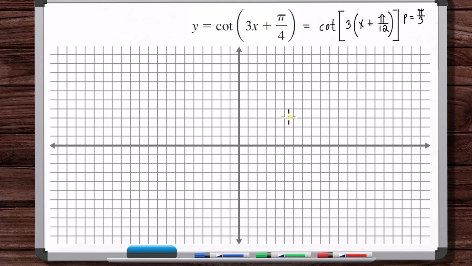Okay, so I want to try and keep the axes at a consistent interval. I'm going to do pi over 4 for each major tick mark. So 1, 2, 3, 4, 5. It's going to be either intervals of pi over 4, pi over 2, or pi.